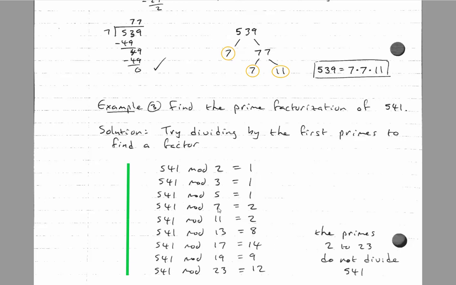This time 7 doesn't work either. 541 divided by 7 has remainder 2. Okay, so we're working our way through all these primes, and we're getting remainders that are not 0. Okay, so that tells us that none of these primes, as far as 23, none of these primes are factors. So do we have to keep checking all the primes up to 541?